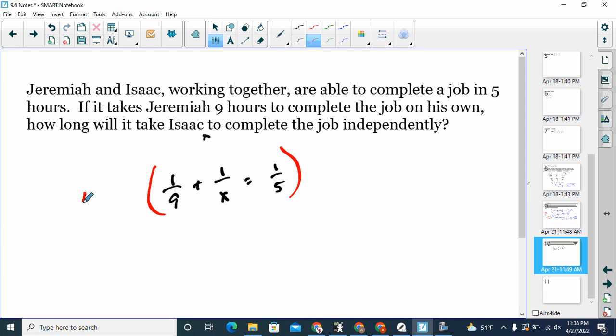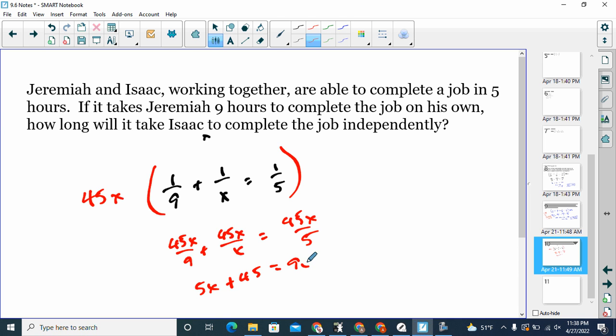We're going to multiply both sides by 45x. That is the least common multiple between all the denominators. Distribute the 45x. Simplify, and solve for x. Subtracting 5x from both sides. Divide both sides by 4 gives me x equals 11.25 hours.